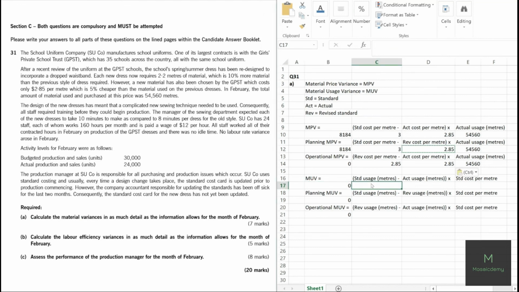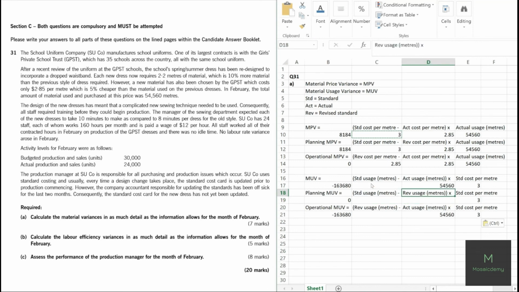Okay, first, right off the bat, we can already have the actual usage in terms of meters because we've already put that in the formula for material price variance. So actual usage we already have here. Furthermore, we already have the standard cost per meter, which we've already used in the material price variance formula. So we can put that here as well directly. Okay, so we're already almost half done. All we need are the standard usage and the revised usage.